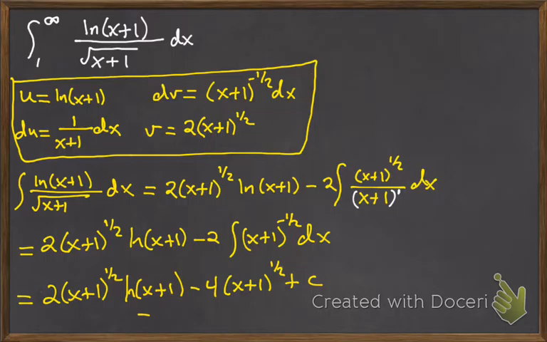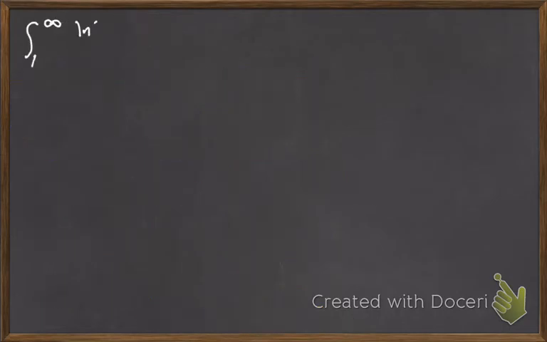But wait, there's more. We're not done. So we found the antiderivative. Now we've got to use that in the improper integral here. I went ahead and factored out the x plus 1 to the 1/2 power just to make it a little bit cleaner. That's our antiderivative: 2(x plus 1) to the 1/2 power times the quantity ln of x plus 1 minus 2, plus constant of integration. Just a terrific looking antiderivative. Now let's go on to one more slide, and we'll put that all together.